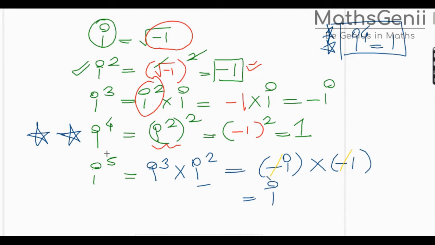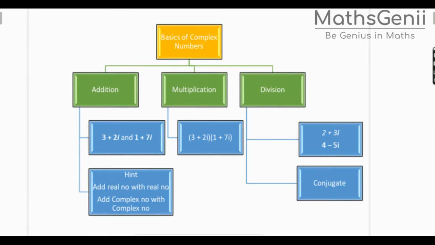So what is the value of i raised to 5? It is i. So similarly, you can go ahead and calculate till i raised to 100, 1000, 1 lakh. Okay. Now this was the basic concept. I suggest you take a screenshot of this. Now I have prepared a table in which all the basic concepts on how to add, multiply and divide complex numbers will be covered.